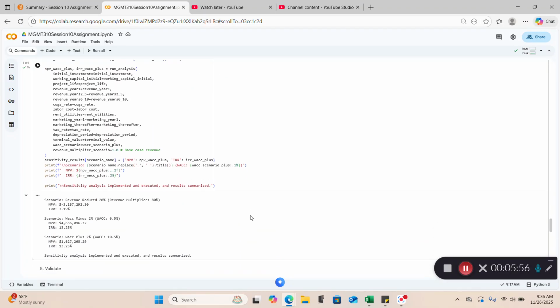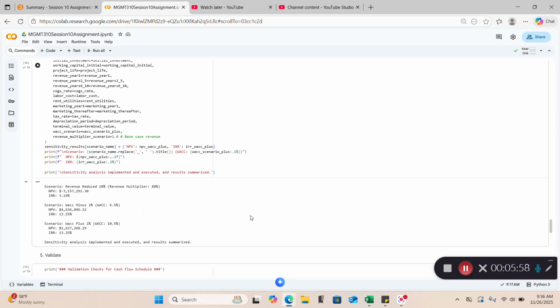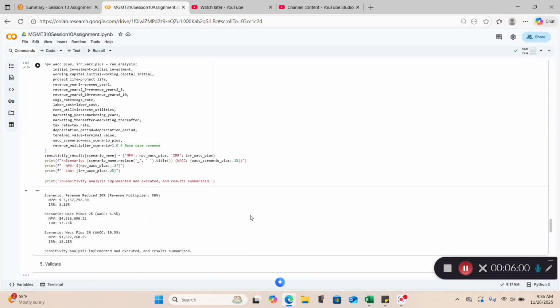In here with our different scenarios, for that first scenario of revenue being reduced by 20%, our NPV is sitting at negative 3.1516 million, give or take. Our IRR is sitting at 3.19%. With our second scenario of the WACC being reduced by 2%, sitting at 6.5%, our NPV goes up to 4.6 million, with our IRR also going up to 13.25%, a pretty big jump.